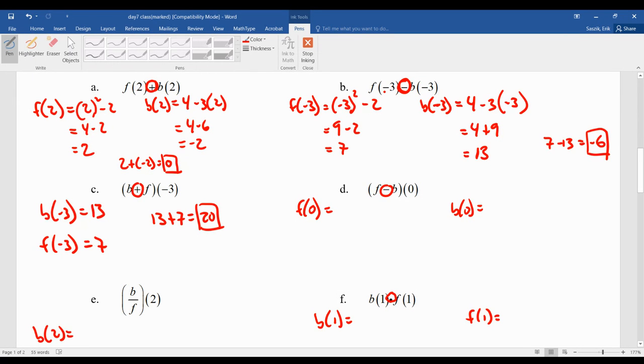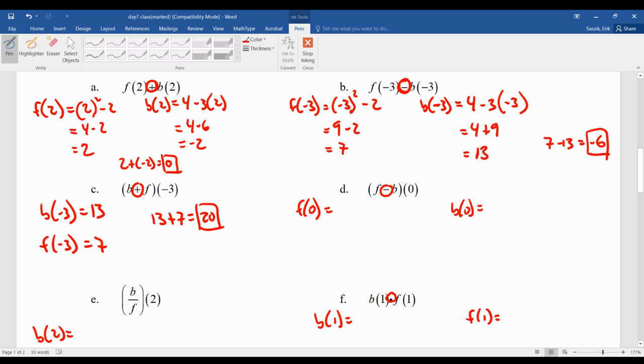Here we're going to find f of negative 3. Notice how I put parentheses around that negative 3. That's very important because negative 3 squared like that is 9. And then I'm find b of negative 3 over here. And then, of course, I have to subtract those. So 7 minus 13 is negative 6.